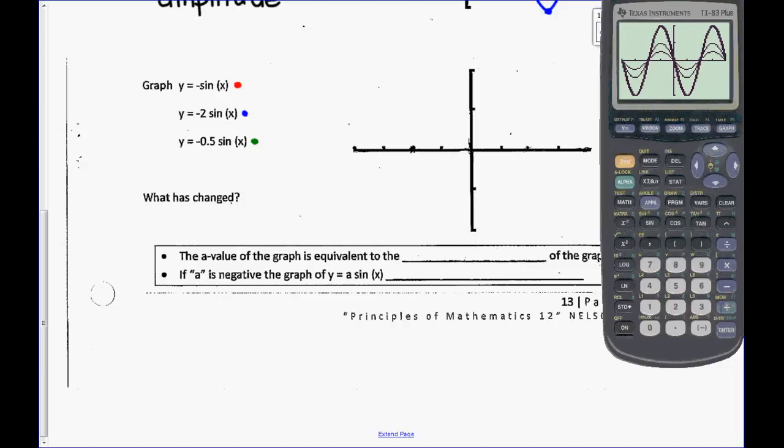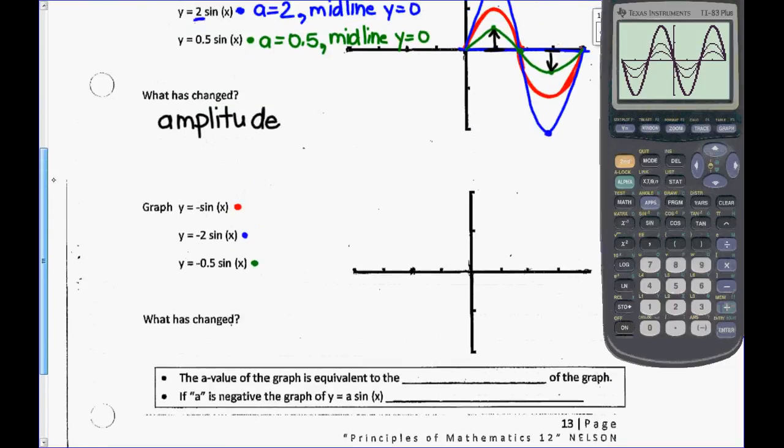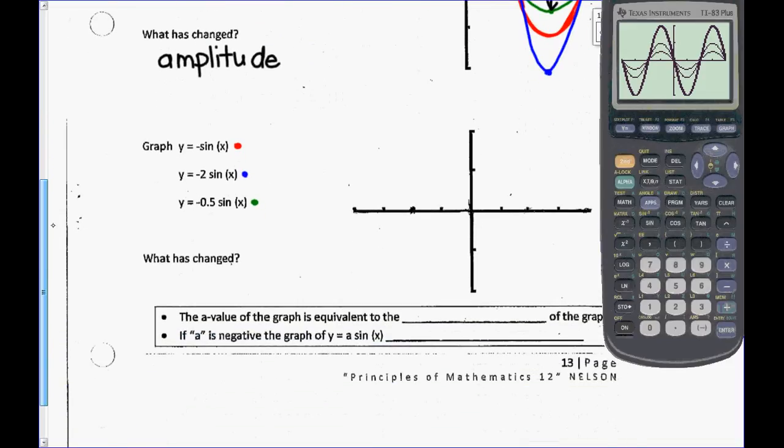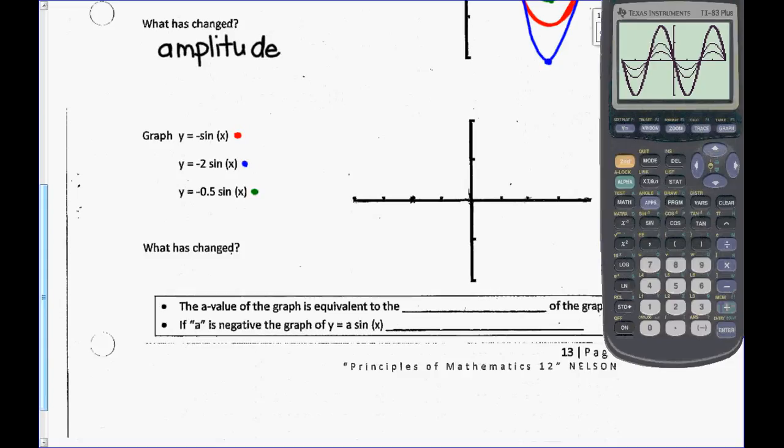Right. In the original graph, our period was starting from 0 and going up, above the x-axis before coming down below the x-axis. In this case, our whole graph has been taken and flipped around the x-axis, hasn't it? So what was above is now below, and what was below is now above. Okay, so let's draw what that looks like.